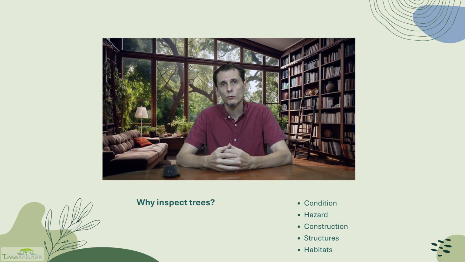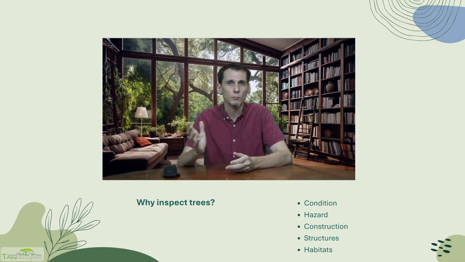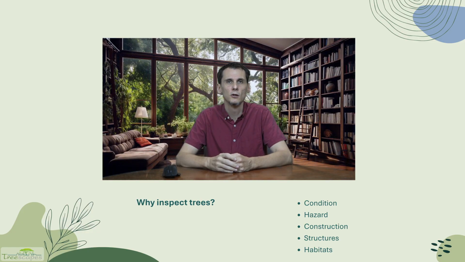Another aspect is with regards to when trees are next to existing structures and you want to make sure that they're not damaging the structures or the structures damaging them. So if the trees need pruning, for example, because the branches are touching tiles on the roof of a house, you might want to prune those and you want to inspect the tree for that.